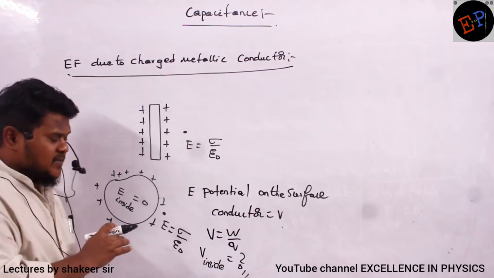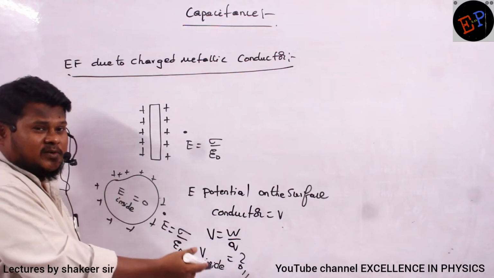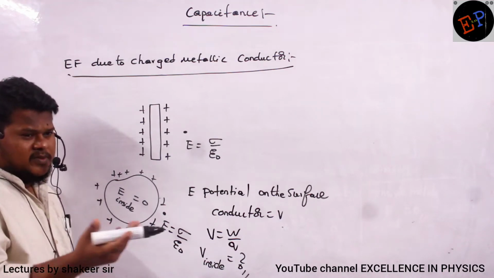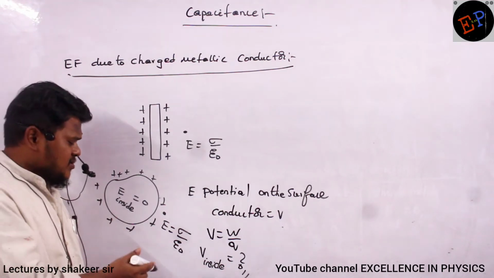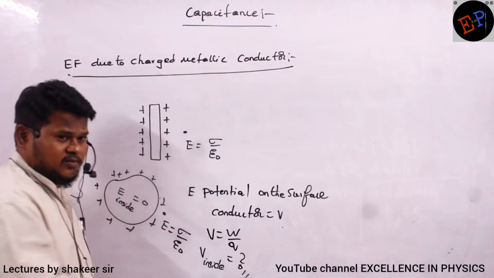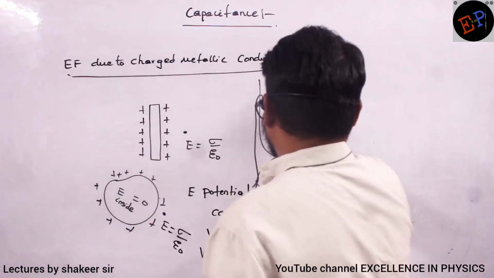Are you able to understand? Electric field is 0, but it doesn't mean that potential also should be 0. Potential may be 0, may not be 0. My question is, what is the potential existing inside of this conductor? The answer for this one is Sima.